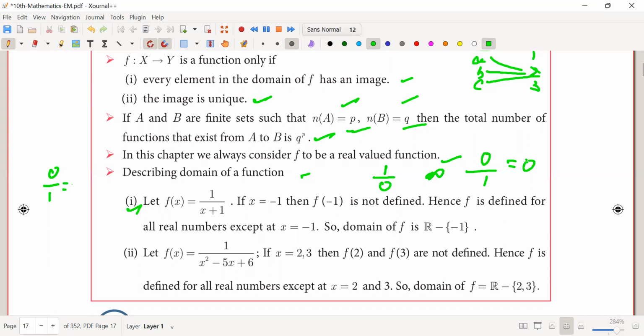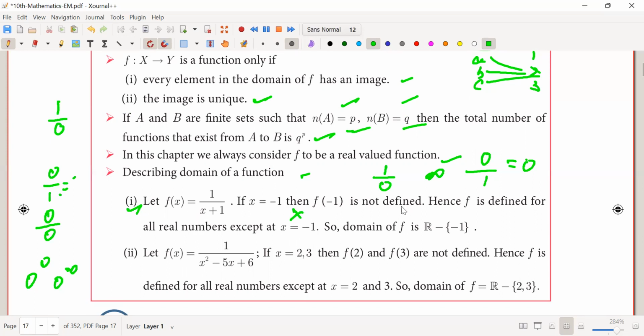0 by 1 is 0, 0 by 100 is 0, but 0 by 0 is an indeterminate form. 0 power 0 is also indeterminate. 0 power infinity, all these are indeterminate forms. 1 by 0 or anything by 0 has no value. So it's not defined. Hence, f is defined for all numbers except minus 1.